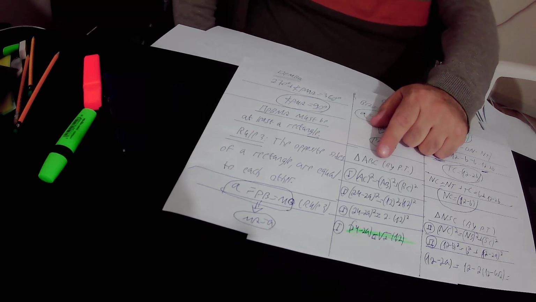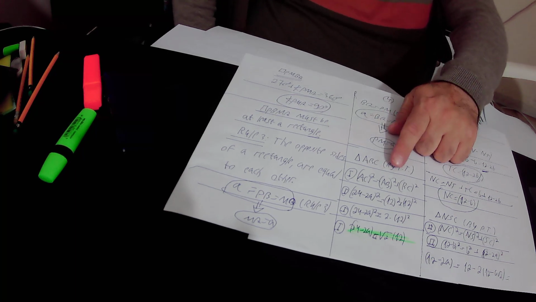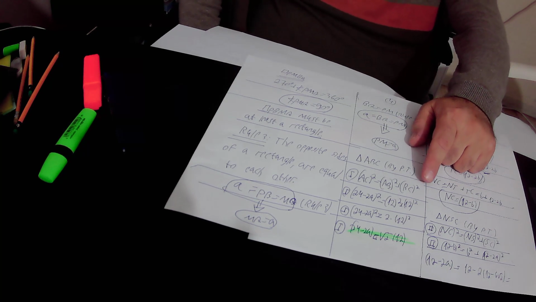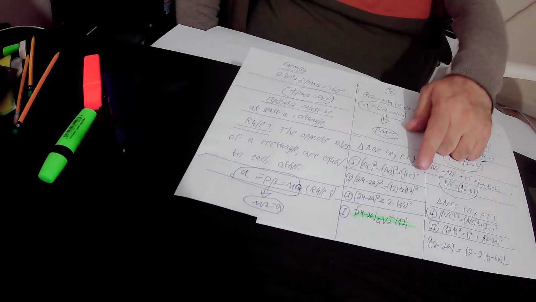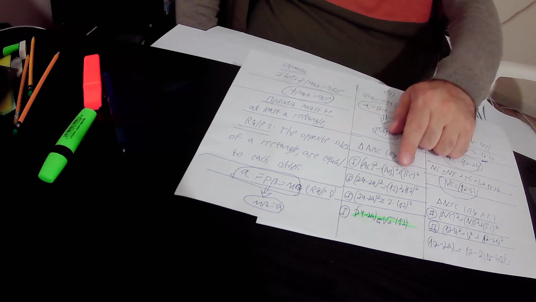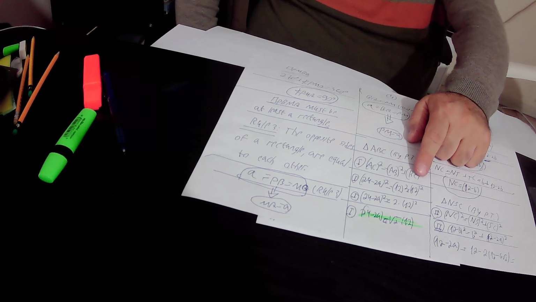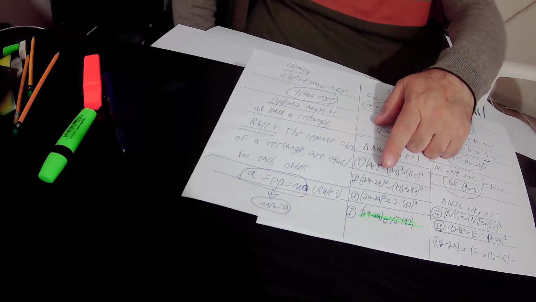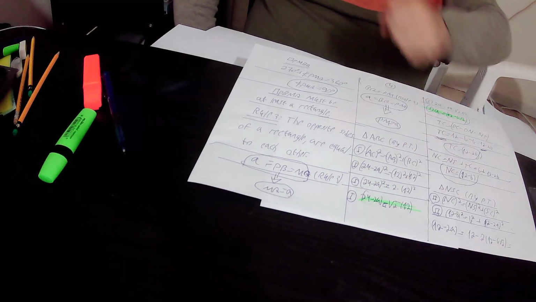So AC is 24 minus 2A, so AC square is (24 minus 2A) square. AB is 12, so AB square is 12 square. BC is 12, so BC square is also 12 square. So we got that, according to equation number 1, (24 minus 2A) square equals 12 square plus 12 square. 12 square plus 12 square is 2 times 12 square.